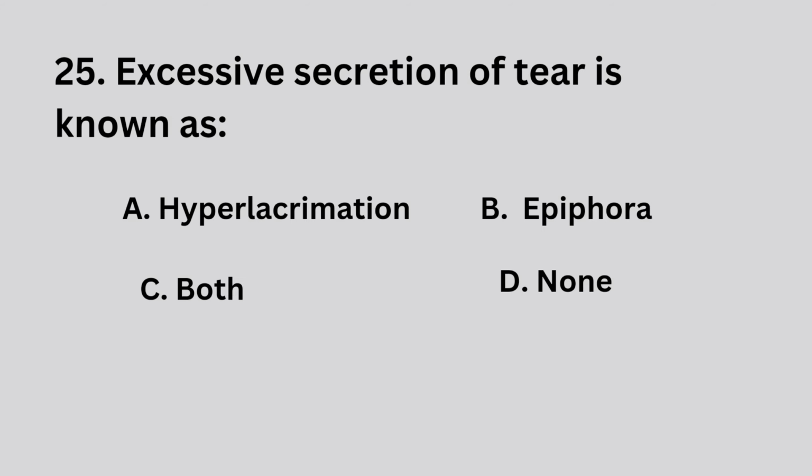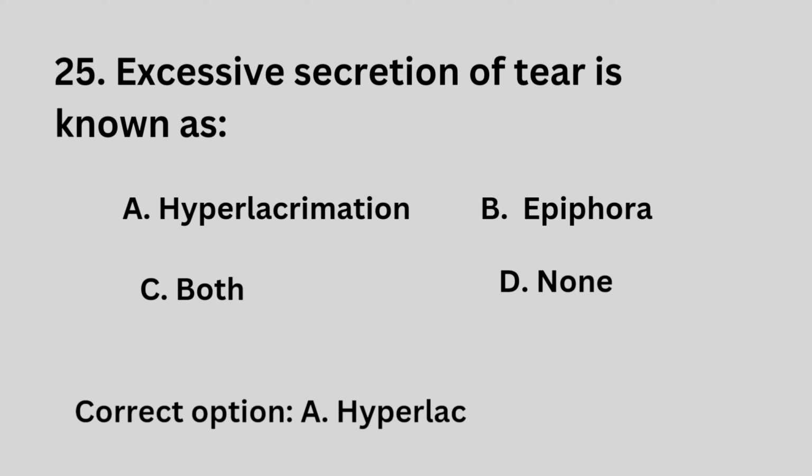Next question. Excessive secretion of tear is known as option A, hyperlacrimation, option B, epiphora, option C, both of them, and option D, none of them. Correct answer is option A, hyperlacrimation.